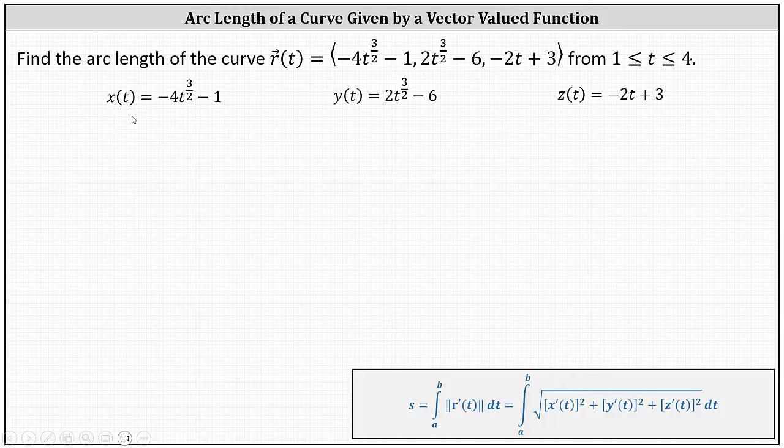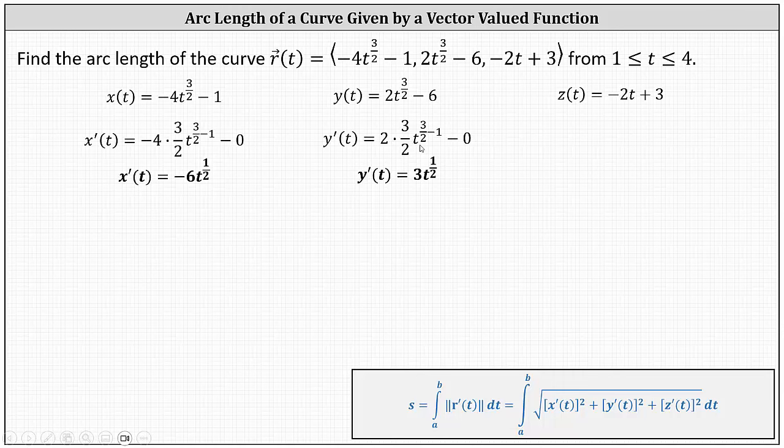And now to determine the derivatives, x prime of t is equal to negative 4 times 3 halves times t to the power of 3 halves minus 1 minus 0. Simplifying, we have x prime of t equals negative 6 t to the 1 half. Y prime of t is equal to 2 times 3 halves times t to the power of 3 halves minus 1 minus 0. Again, simplifying, we have y prime of t equals 3 t to the 1 half.